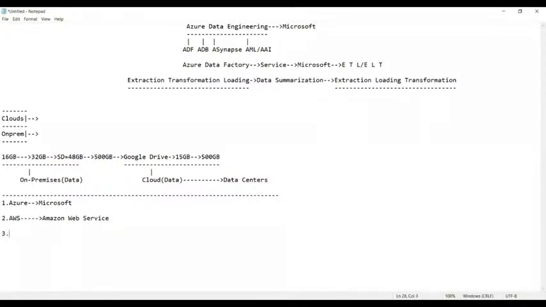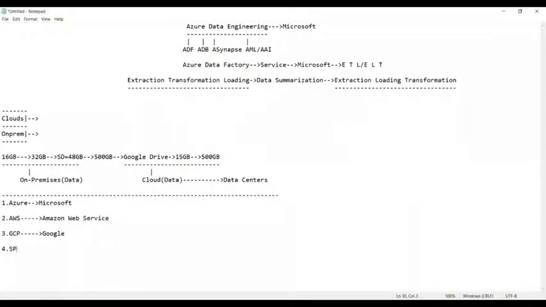Then the third one is GCP, from Google. That is nothing but Google Cloud Platform. Whereas the Google Cloud Platform is provided by Google.